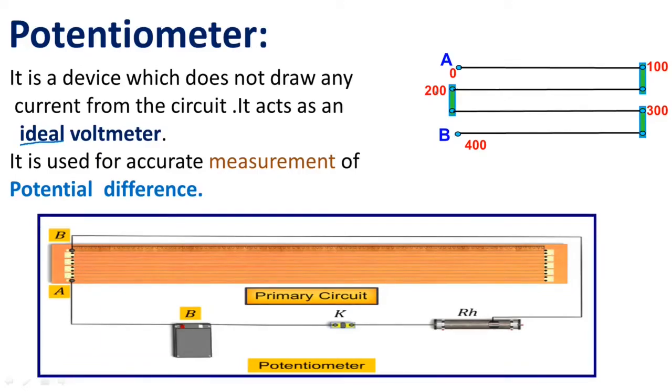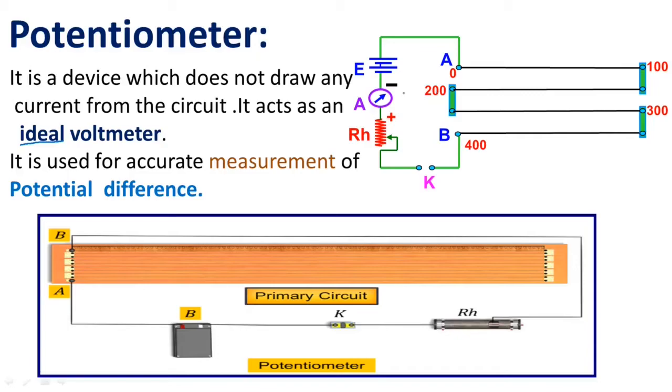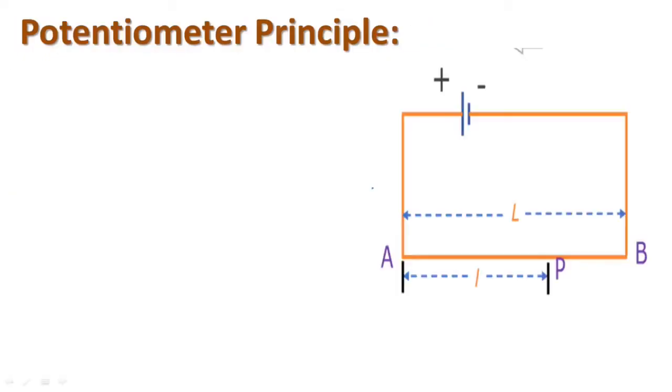A cell having internal resistance small r is connected across AB to a rheostat. Rheostat is used to control the flow of current through the circuit. When the circuit is switched on, current I passes through the wire as shown in the diagram. Let us see the principle of potentiometer.